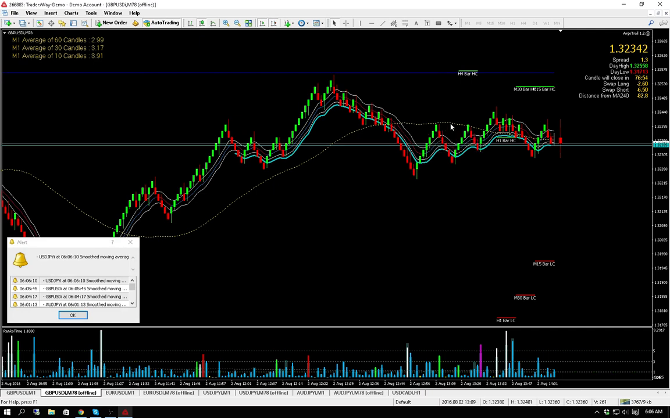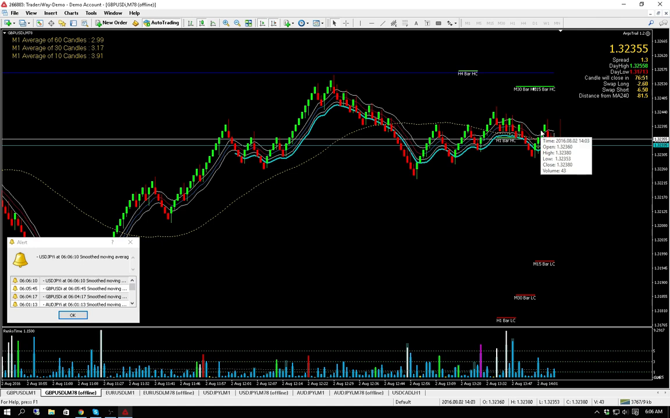And what is the problem here? The 50 is right in the middle of the channels. So we are in a no trade situation with cable. So I'm not touching cable right now.